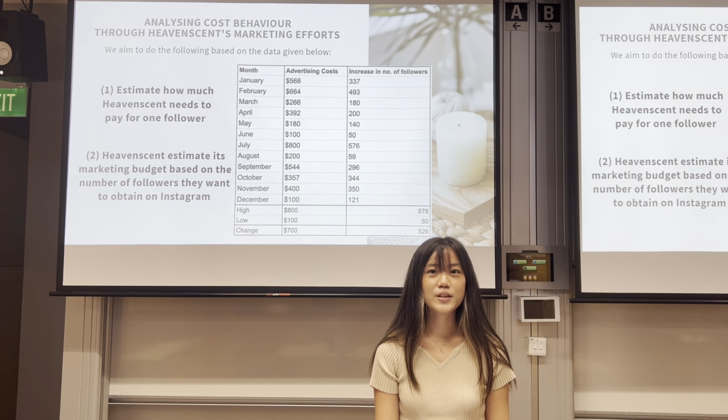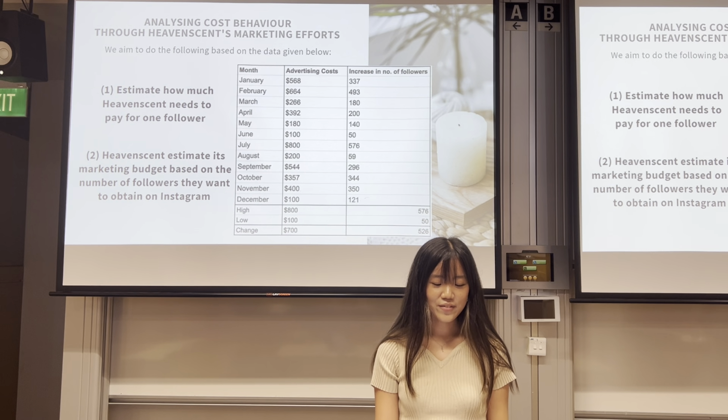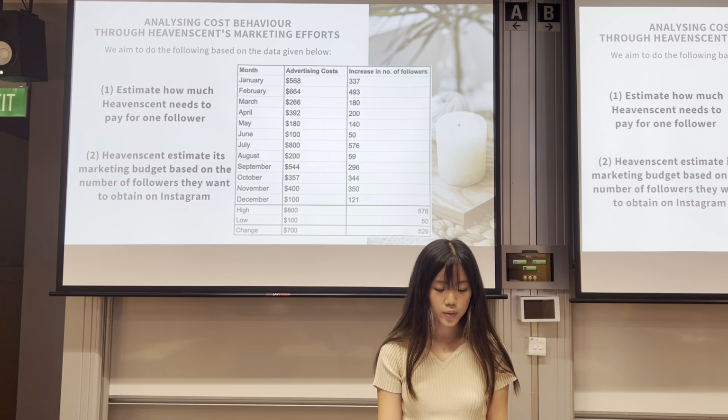Next, we would like to analyze the cost behavior through Heavenscent's marketing efforts. These are the data that we gathered. We have the months from January to December, the advertising cost, and the number of followers they get through the advertising cost. From this data, we would like to find out how much Heavenscent needs to pay for one follower, and also to create an equation for Heavenscent to estimate its marketing budget based on the number of followers they want to gain on Instagram.